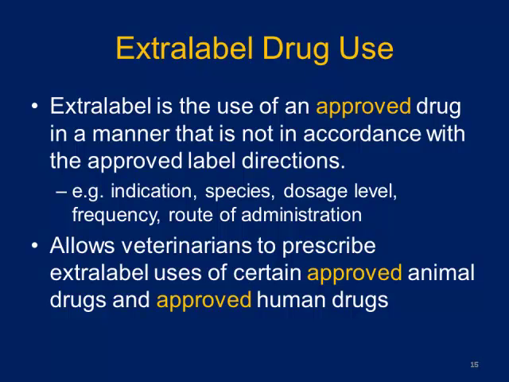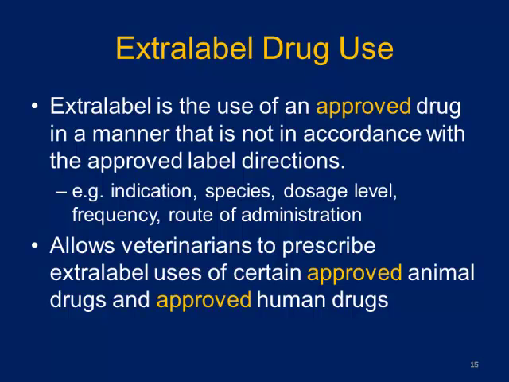The extralabel use in food producing animals came around fairly late. Congress passed the law in 1996, I believe. So it's only been relatively recent, and FDA finalized our regulations in 2001, I think. So it's been relatively recent that we've had the legal support and legal backing in food animal practice for using products in ways and in species and routes of administration that haven't been formally approved on the label.